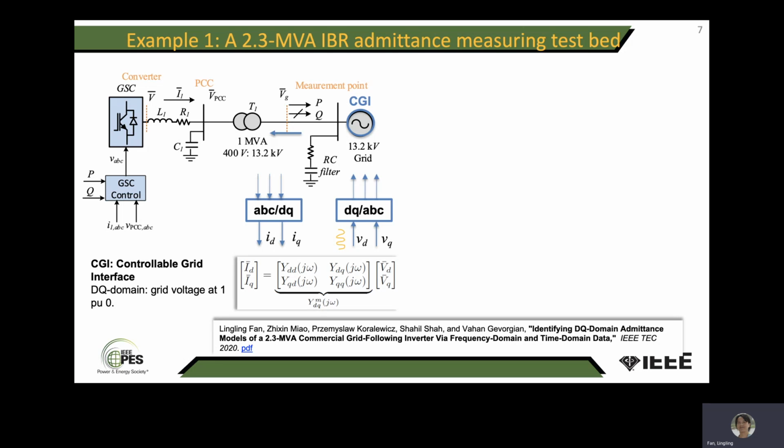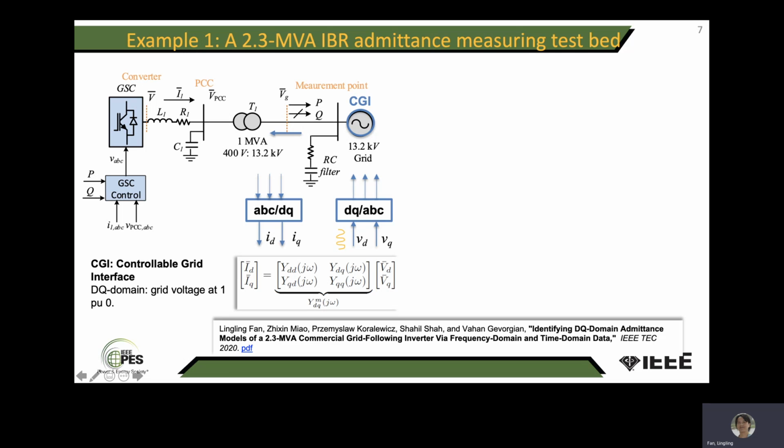With the black box approach, I'd like to give a first example. This is a black box admittance measurement in the frequency domain. So we have a 2.3 MVA IBR. It's an inverter, and this inverter is a real-world inverter. How do we get its DQ frame admittance? This inverter will be connected to a controllable voltage source through a transformer, left side 400 volt, right side 13.2 kV. And obviously we need a very large power source. It has to be 7 megawatts.